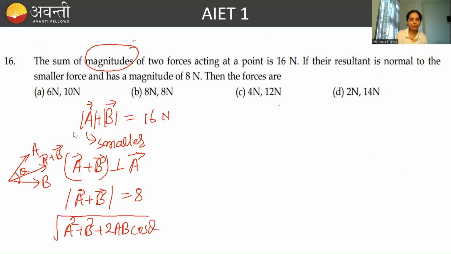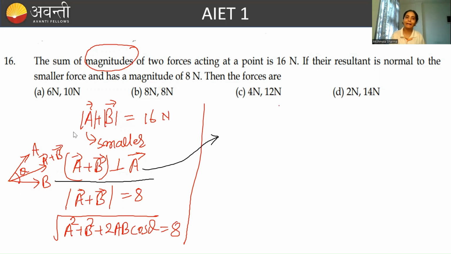Root over, and this is equal to how much? 8. Now this is done. Again, we need one more equation to find out the value of A or B. Done. So let's calculate that from here.